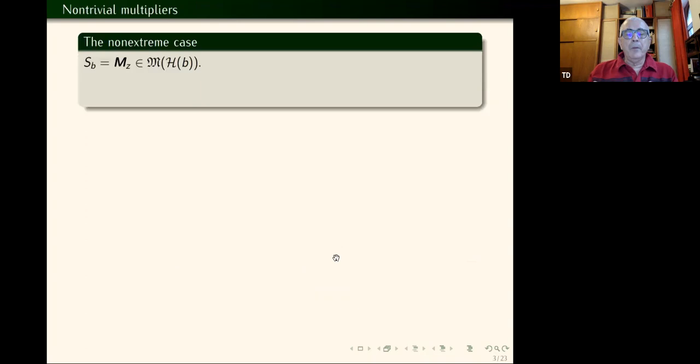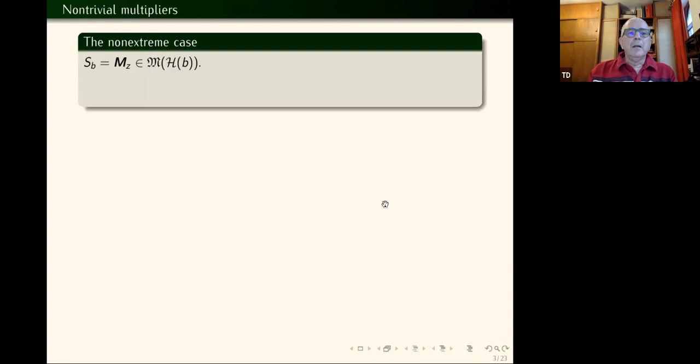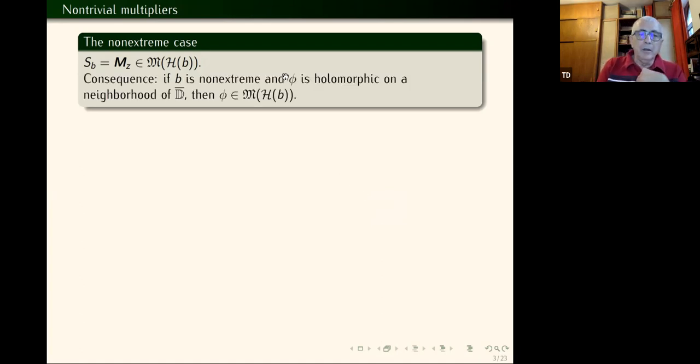Okay, now what happens in our case? We have to discuss separately the two cases. First of all, the non-extreme case. We already know that if we multiply with a shift, then we remain in the space. So we already know a multiplier, namely S_B, which is equal to M_z. But in fact, there are plenty of multipliers in this case.